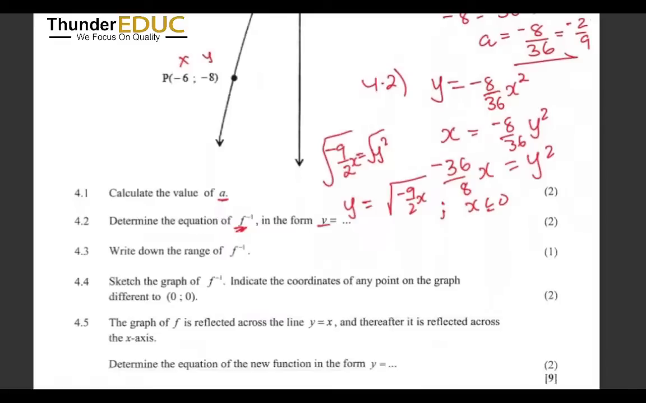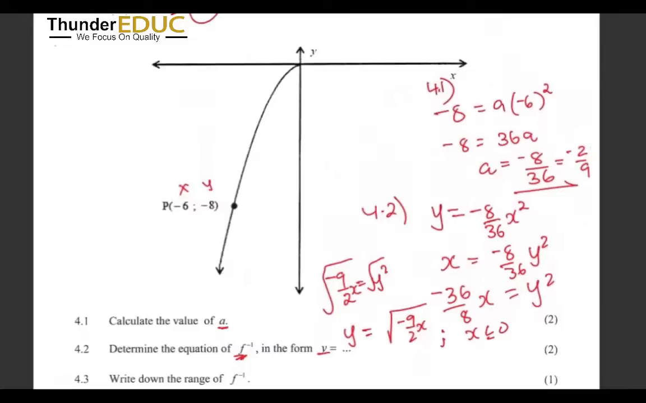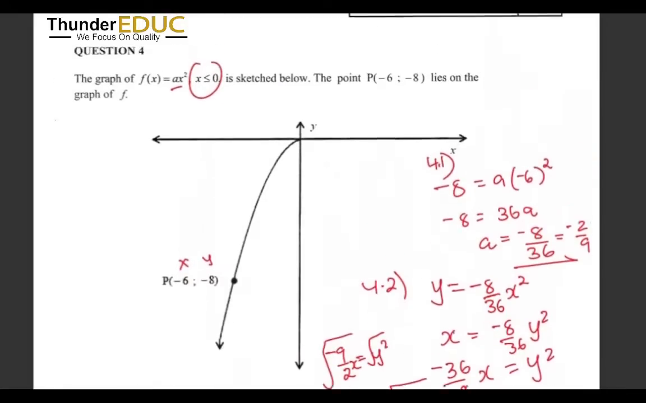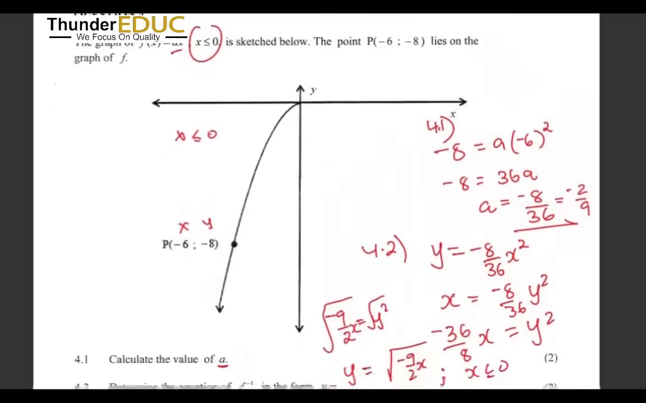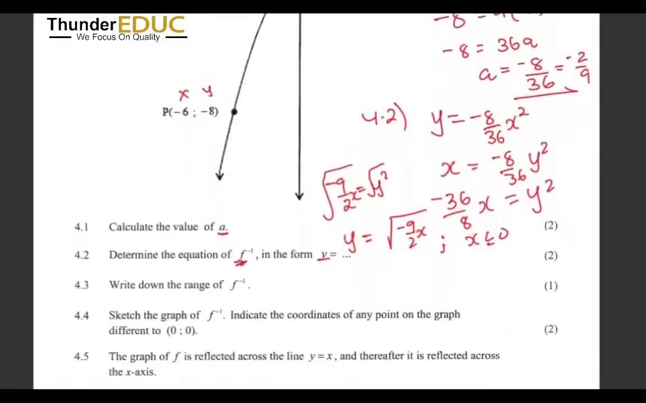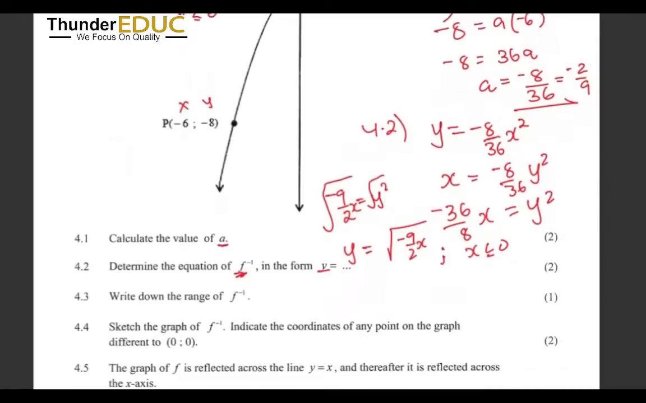Okay, so that is 4.2. And then they want us to write the range of the inverse. So let's look at the domain of the original function. The domain of the original function is that x was less than or equal to 0. In other words, it's on the negative side of the y-axis. So even the range of this function should be the same thing. y must be less than or equal to 0.